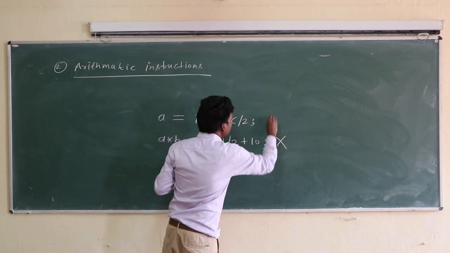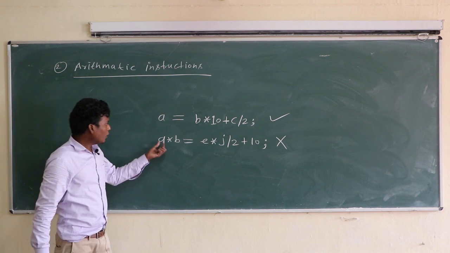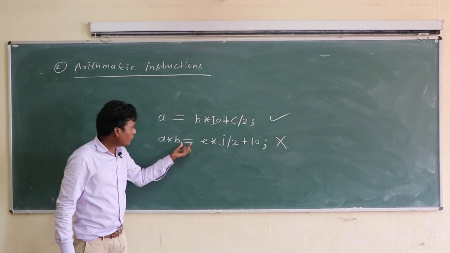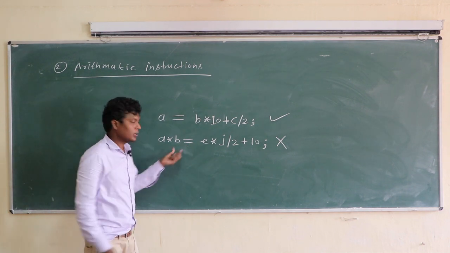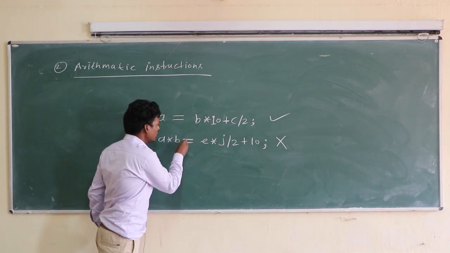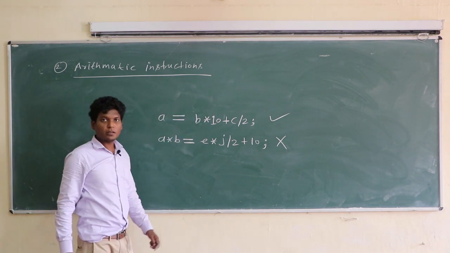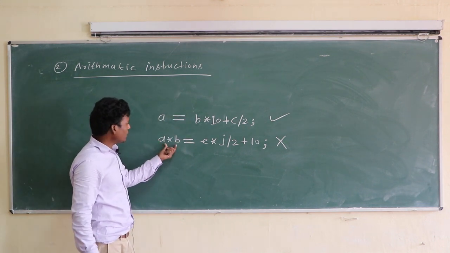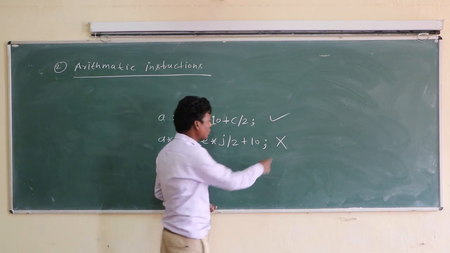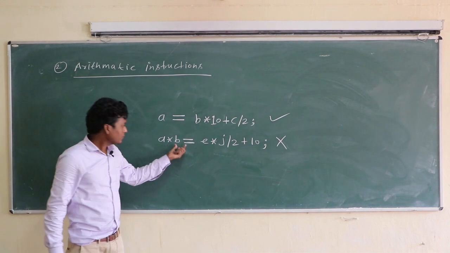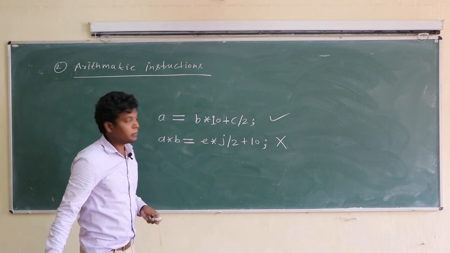This is not valid, this is valid, because there are two variables before the assignment symbol. So a * b = something is wrong, because there are two variables before the assignment symbol, and this is valid.